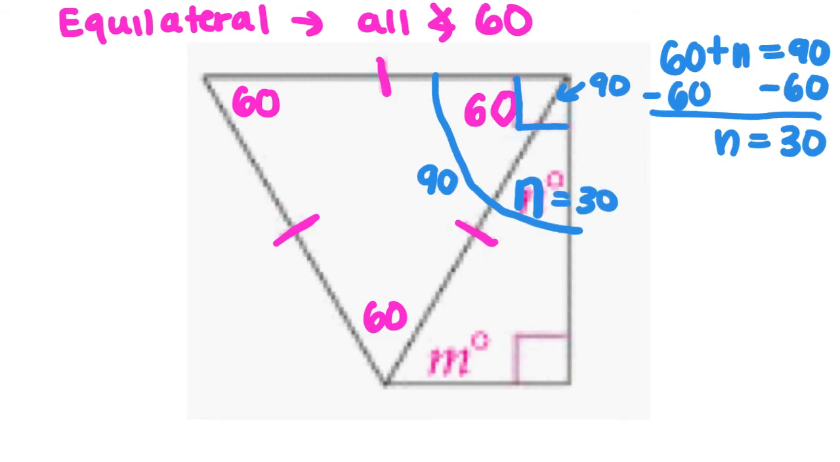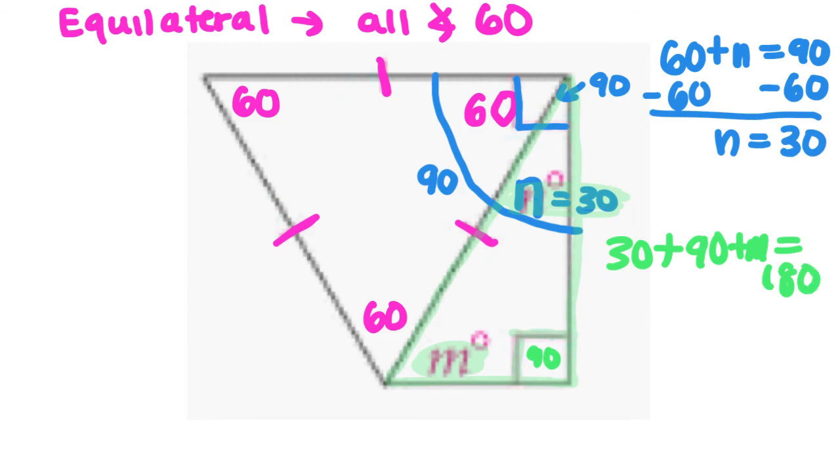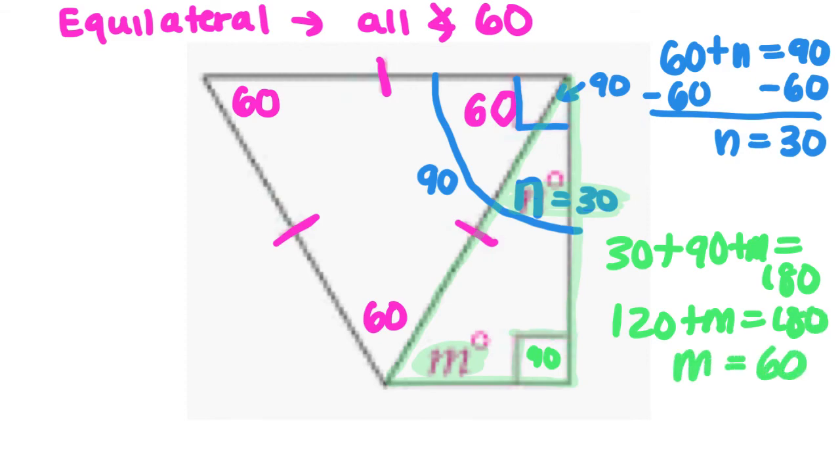Then from here, I can use the triangle to solve for my value of m. Because my angles are n of 30, my right angle, and this angle of m. So I could say 30 plus 90 plus m equals 180. So you'll have 120 plus m equals 180, and solve to get that m is equal to 60. So my answer is n equals 30 and m equals 60.